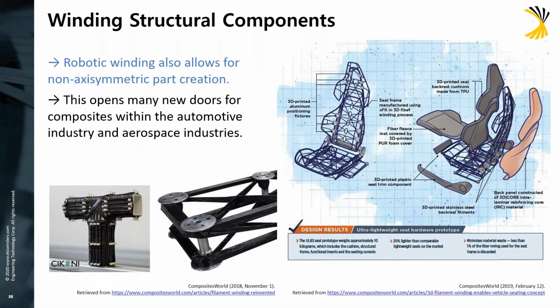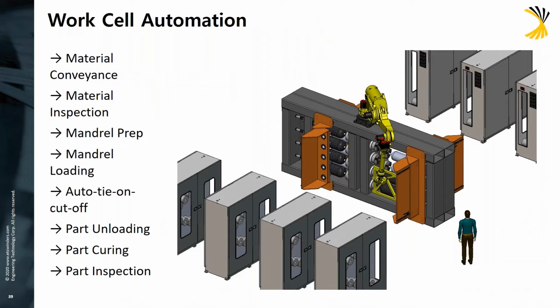So structural winding components, this is actually a really unique field that's just kind of been emerging over the last year and a half. These pictures are all from CompositesWorld. The robotic winding that we discussed earlier allows for the creation of non-axis symmetric parts. So you'll see here a chair and a few other structural components that are being generated. And it's very new, and it's opening a lot of doors in the automotive and aerospace industries.